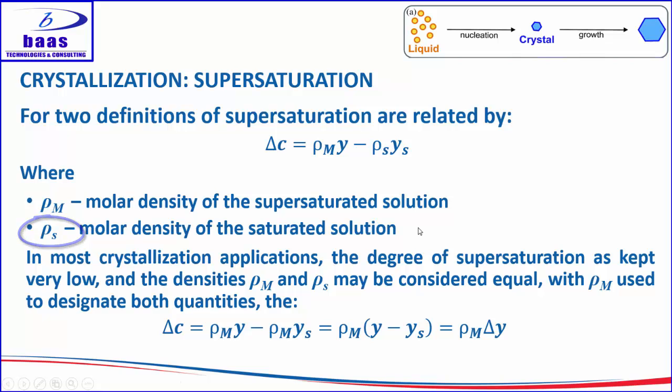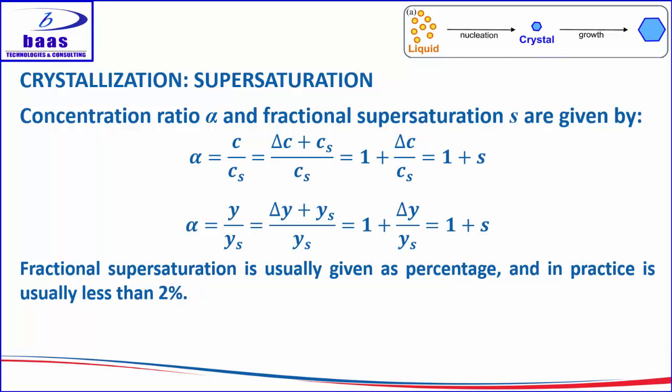However, in most crystallization applications, the degree of supersaturation is kept very low, and those density quantities may be considered to be equal and expressed by the molar density of the supersaturated solution. And then the expression above reduces to supersaturation in moles per volume units equaling that of supersaturation in mole fraction units multiplied by the molar density of the supersaturated solution. The concentration ratio alpha and the fractional supersaturation S are given by the equations above. Keeping in mind that the fractional supersaturation S is usually kept very small, and when given as a percentage is usually less than 2%. As a fraction, it will be less than 0.02.